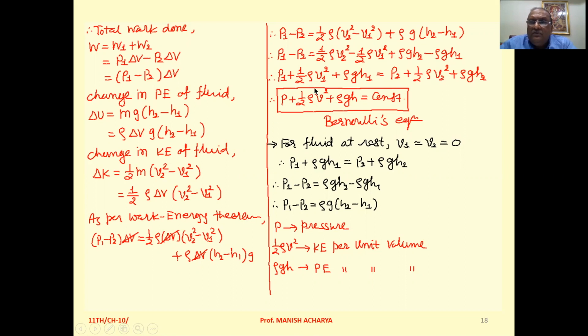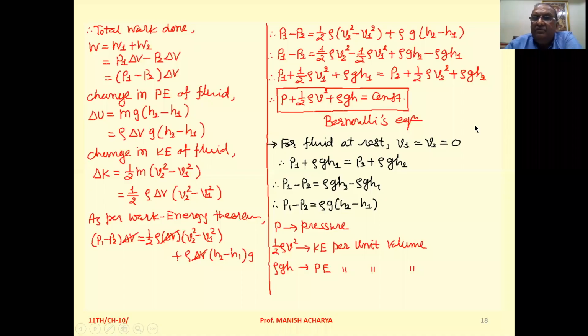So this means that in horizontal fluid flow, where the pressure is more, velocity will be less, and where the pressure is less, velocity will be more. Or in another way, it can be said that in horizontal fluid flow, the point where the velocity is more, pressure will be less, and where the velocity is less, pressure is more. Clear?